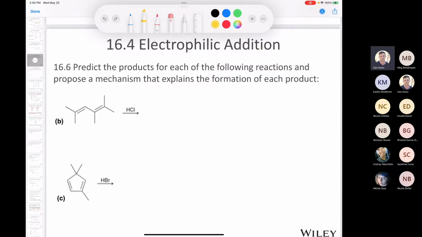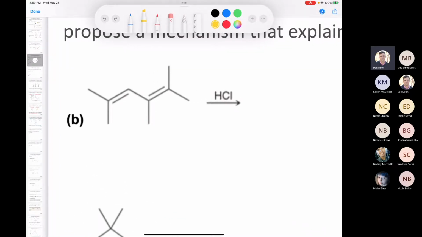Start with B, and if you look at B, you see that it is a fully conjugated system. However, those two double bonds aren't identical, are they? No, they're not, because if you look at the first double bond, it's tri-substituted. It's attached to 1, 2, 3 carbons. Whereas the other double bond, if I highlight it in green, it is tetrasubstituted. It's attached to a total of 1, 2, 3, 4 carbons. And therefore, we could add HCl to either one of those double bonds to produce an allylic carbocation.